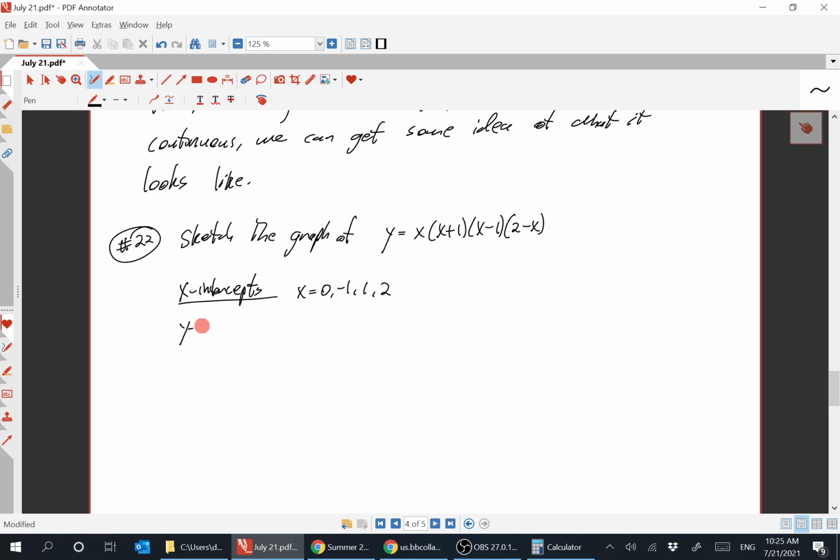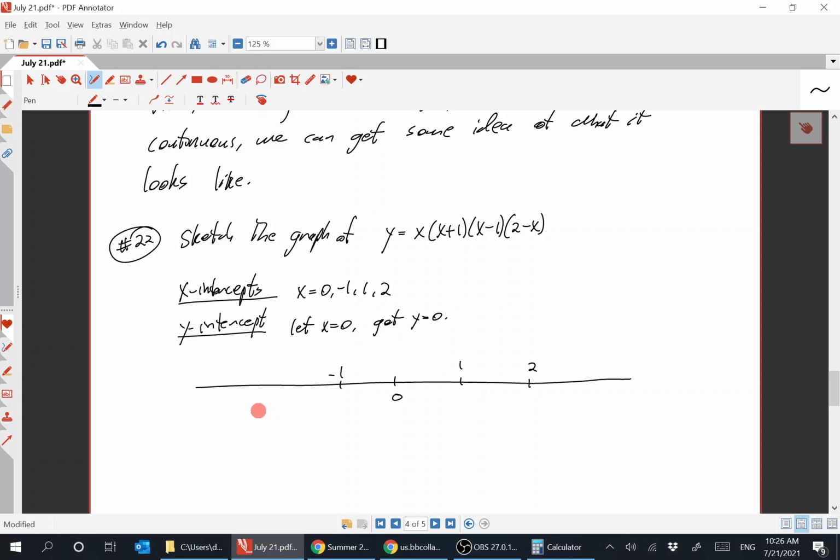All right, the y-intercept, that's where x is equal to 0. Let x equal 0, and then you get 0. So the graph of this function goes through the origin. Other than that, you take your number line, put your x-intercepts, minus 1, 0, 1, and 2, and test those intervals to see whether this factored expression is positive or negative.